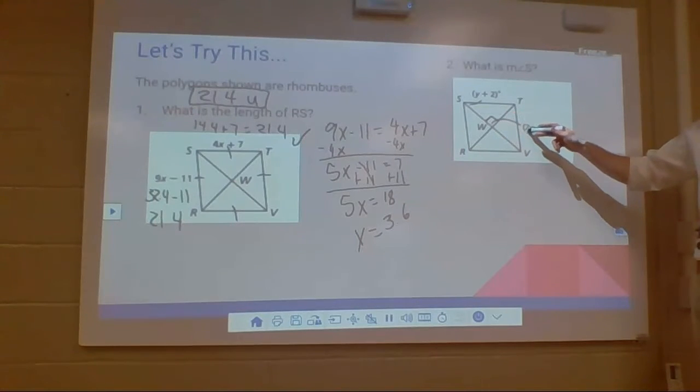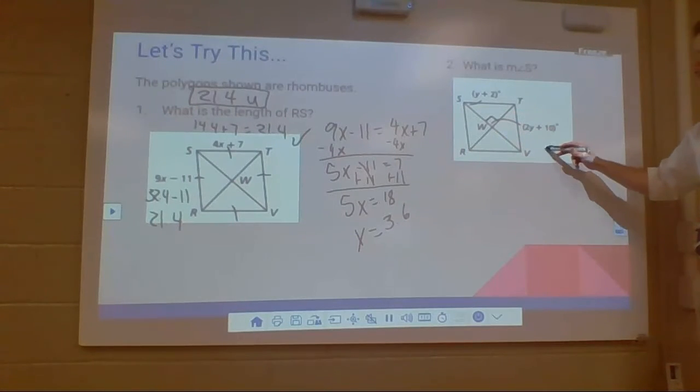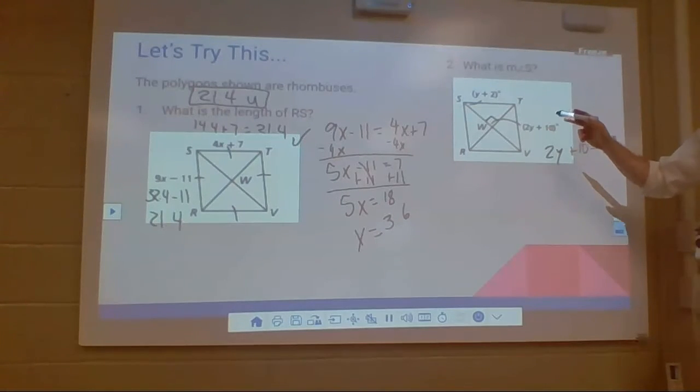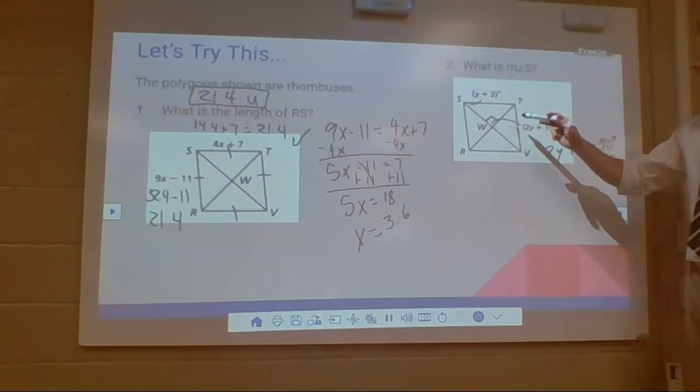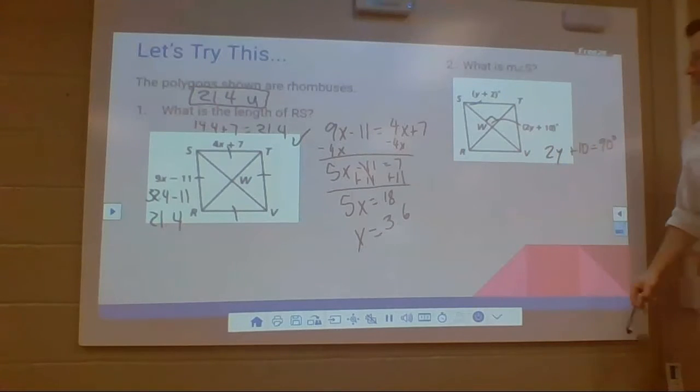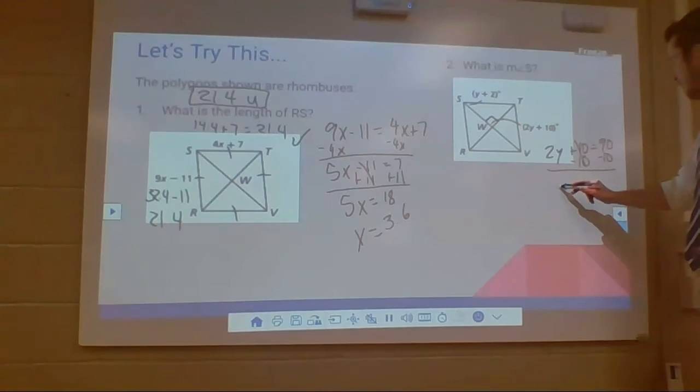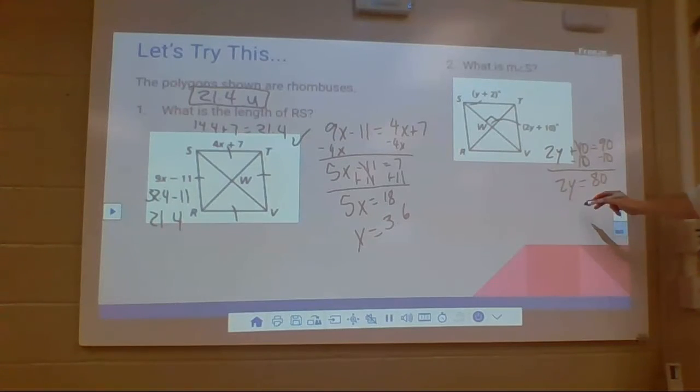So what we can do is solve for y by saying 2y plus 10 equals 90 degrees. And then all we've got to do is find that value of y and substitute it in here. Okay? So let's do that. Let's solve this. We can say subtract 10 on both sides, and we get 2y equals 80, and divide by 2, we get y equals 40.